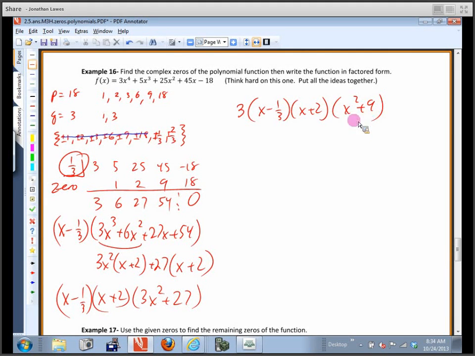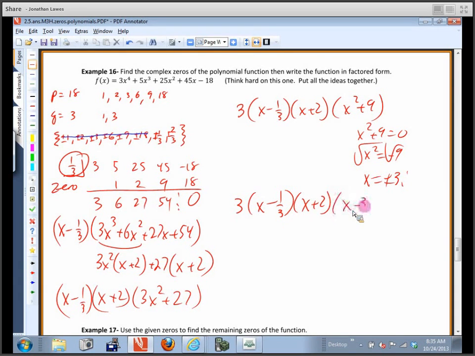Almost done. Now my depressed polynomial is a quadratic, and we've got lots of tools for solving quadratics. What's the answer that comes from here? When does that equal 0? Plus or minus 3i. So I'm going to write down the factors. 3, x minus 1/3, x plus 2, x minus 3i, and x plus 3i. Here are all the factors.